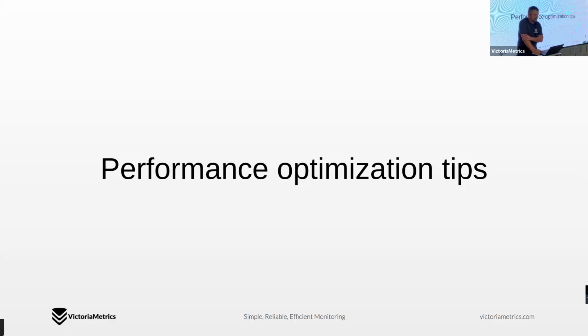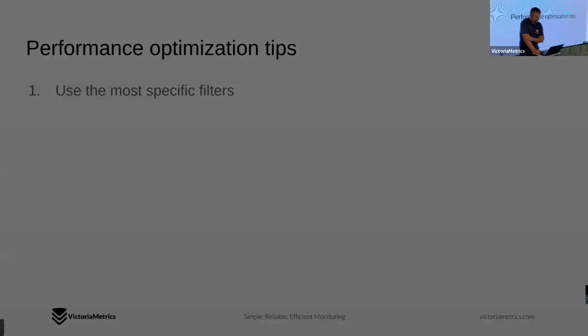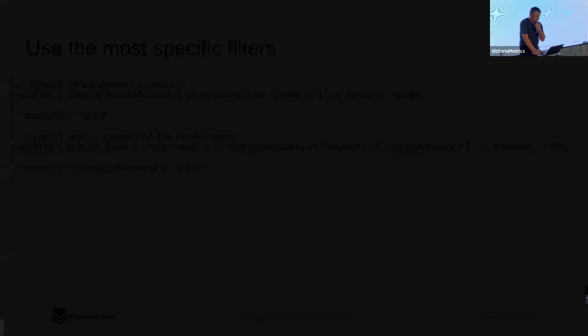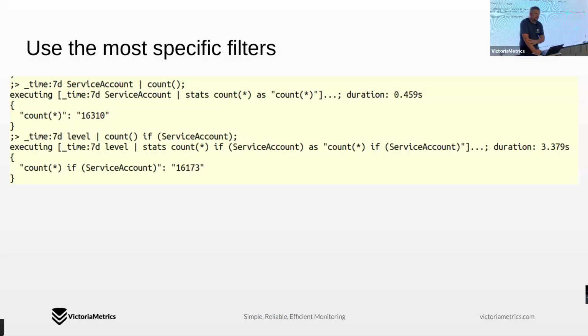Let's look at the performance optimization tips for VictoriaLogs. The first tip is to use the most specific filters when you perform queries. For example, in this case, you can select logs for the last 7 days which contain a service account word.